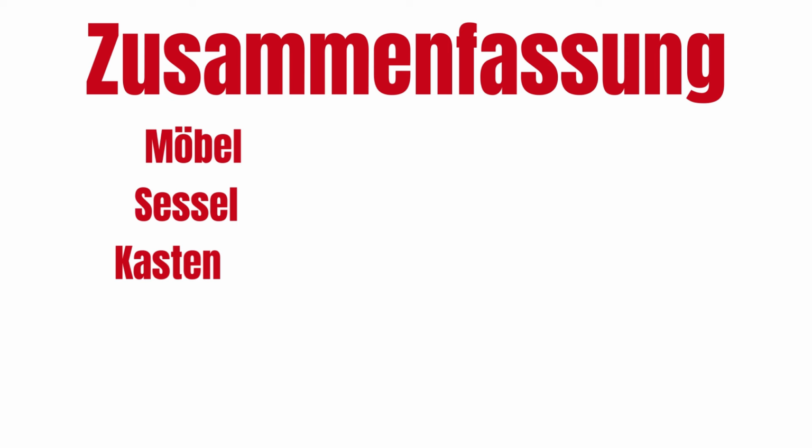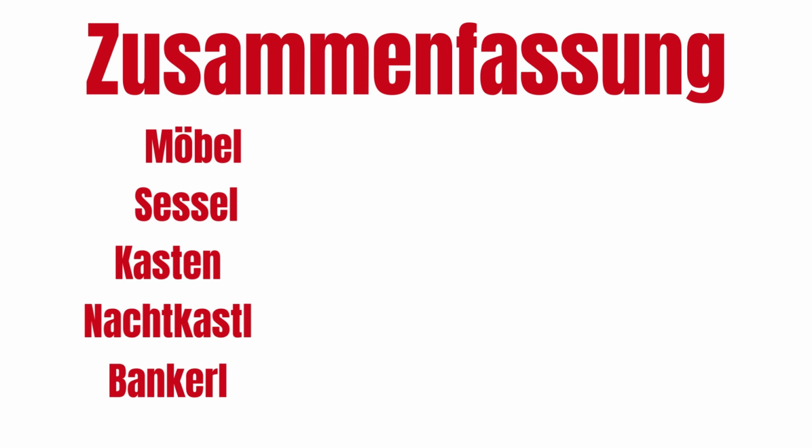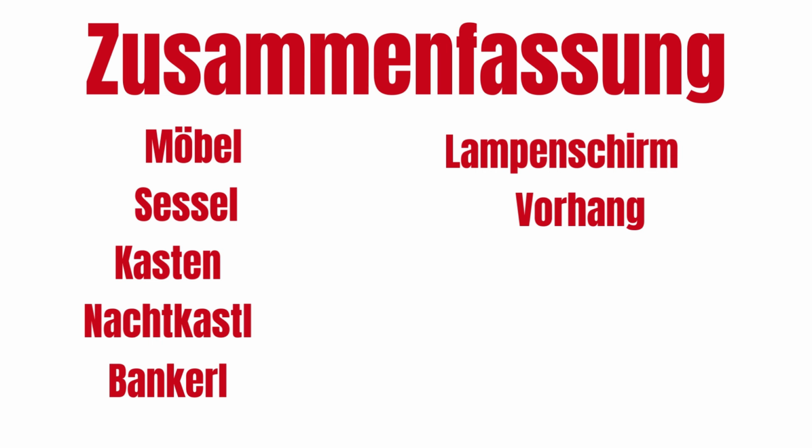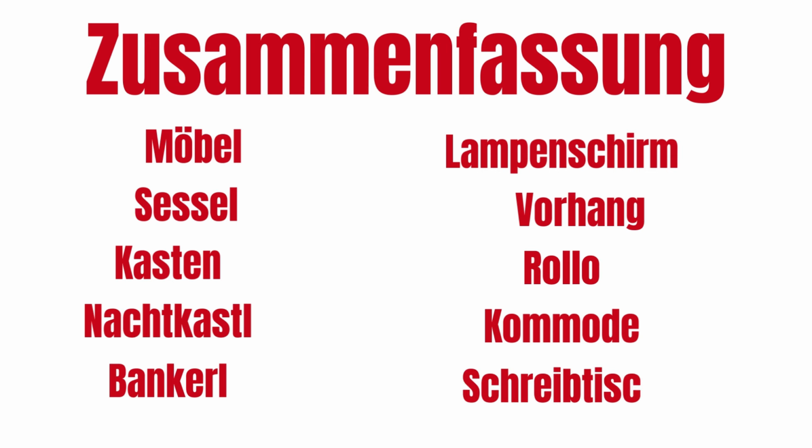Now let's repeat the words one more time. Möbel, furniture. Sessel, chair. Kasten, cupboard. Nachtkastl, nightstand. Bankerl, bench. Lampenschirm, lampshade. Vorhang, curtain. Rouleau, blinds. Kommode, chest of drawers. Schreibtisch, desk.